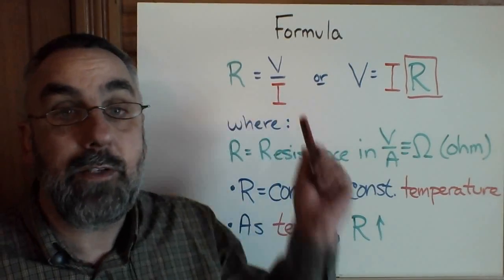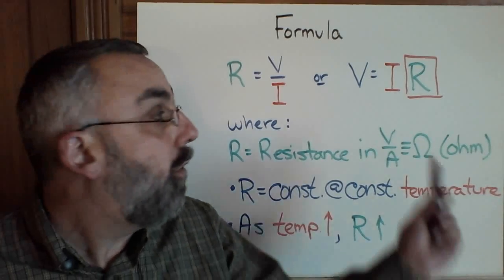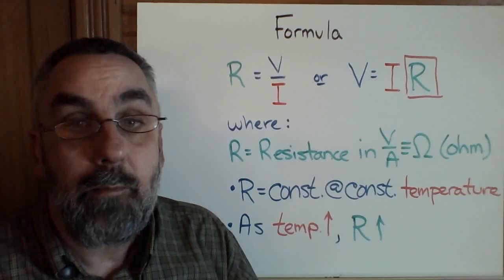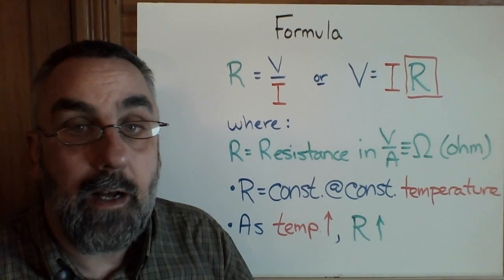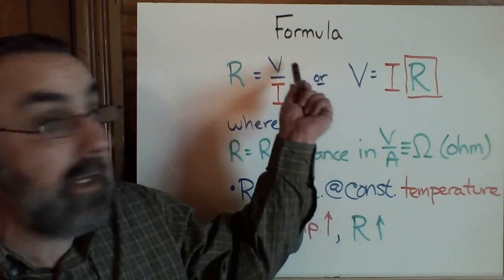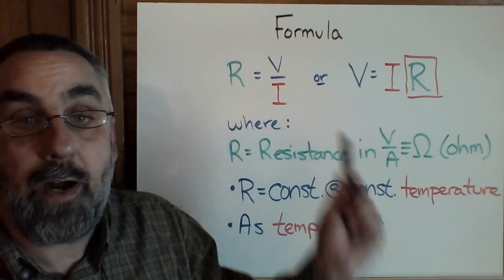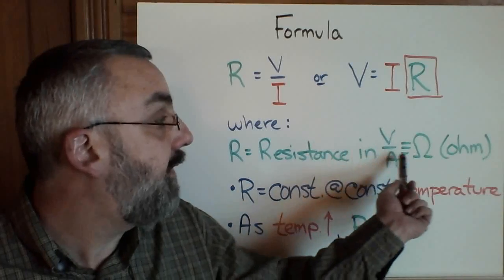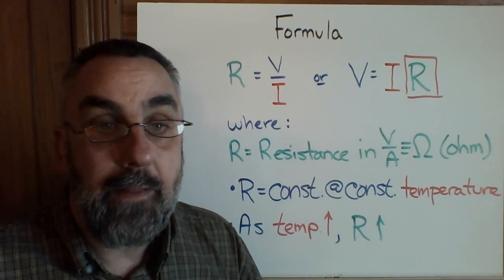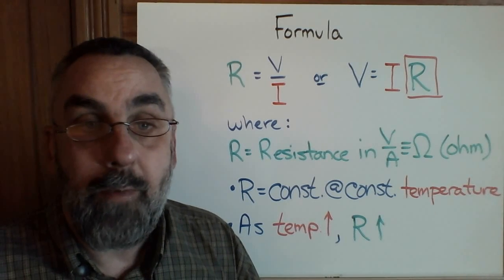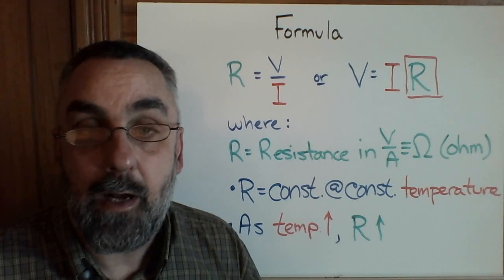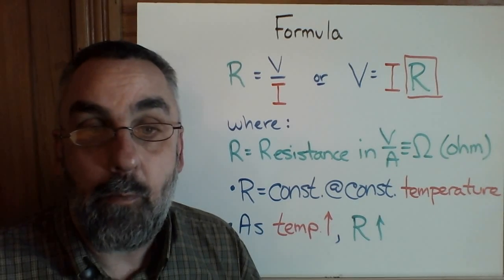This is what's written in the reference tables, R equals V over I, or we can write V equals IR. I put a box around the resistance because the resistance is often a constant. So in this formula, R stands for resistance. We can see over here resistance could be measured in volts per amp, and the volt per amp is defined as, now this is the Greek letter omega. It kind of looks like a horseshoe, and the unit itself is the ohm. Omega is the symbol that we have for that, and of course we do that to honor George Simon Ohm.